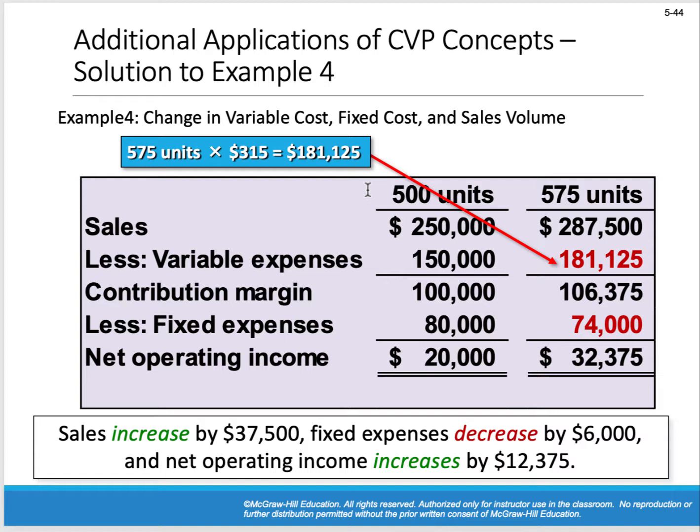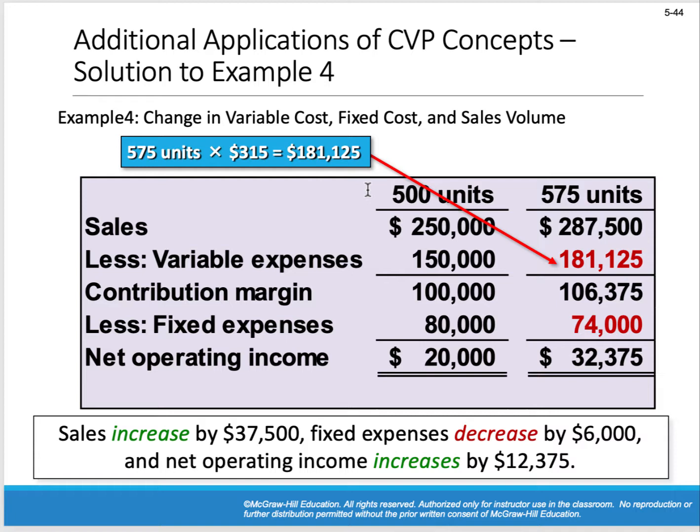My variable expenses per unit have changed, right? So I'm going to take the variable expense per unit, which is now $315. It was $300. I said, how about I add $15 of variable cost per bike on a per unit basis? So that means my new variable expense per unit is $315. I multiply that by my new quantity of 575. That gives me a new variable expense of $181,125.